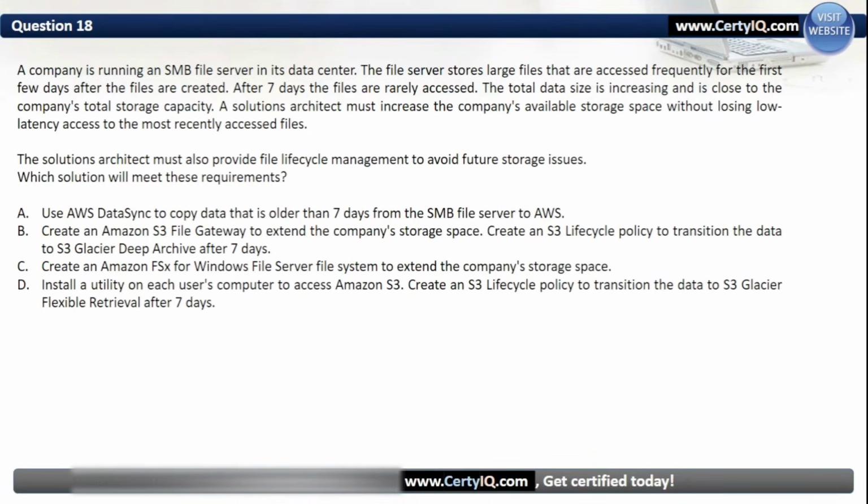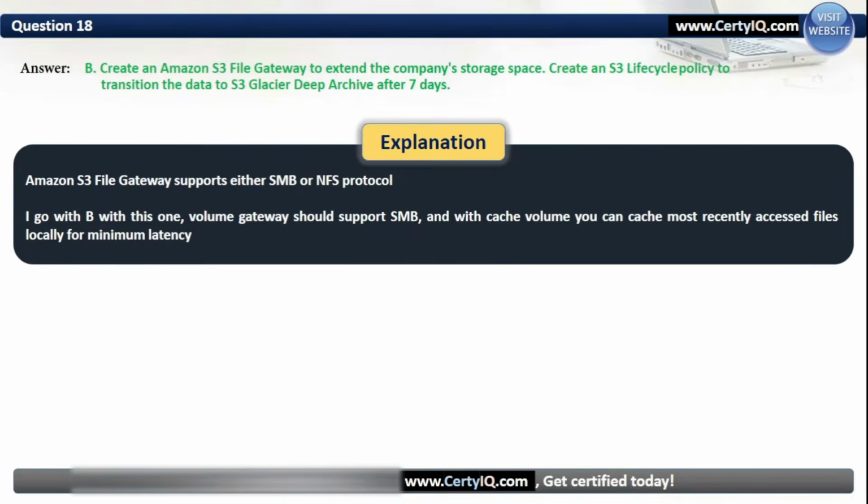Create an Amazon S3 File Gateway to extend the company's storage space. Create an S3 lifecycle policy to transition the data to S3 Glacier Deep Archive after 7 days. Amazon S3 File Gateway supports either SMB or NFS protocol. I go with B with this one. Volume Gateway should support SMB, and with cache volume, you can cache most recently accessed files locally for minimum latency.